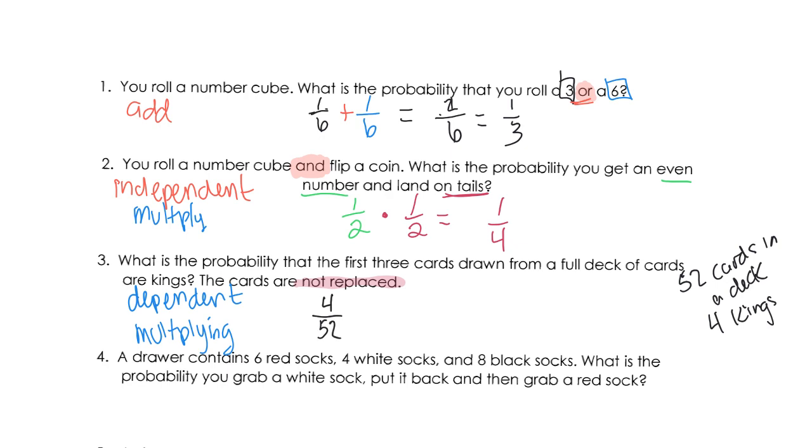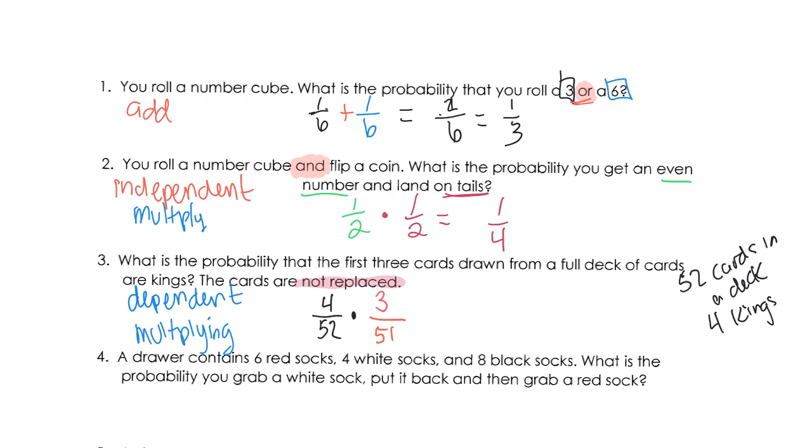But now I'm taking that card that I drew out of the pile. So now how many cards should I have in the pile? If I've taken one away, I should only have 51. And we're assuming that the card I took away is a king. So how many kings should I have left? 3.